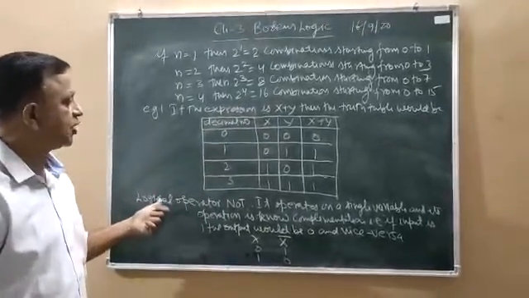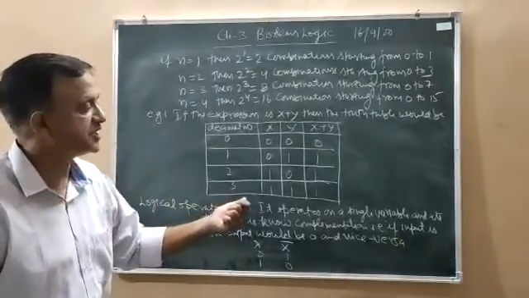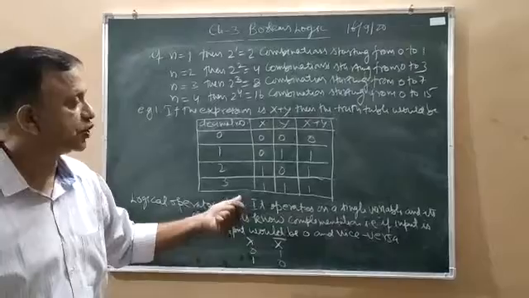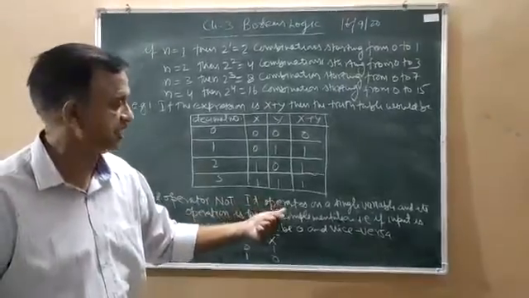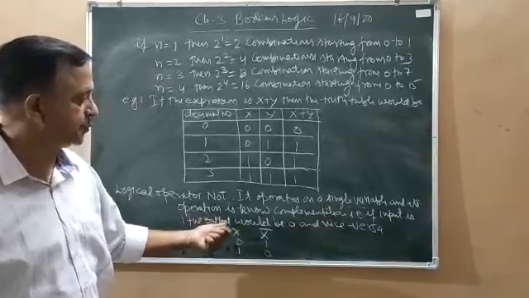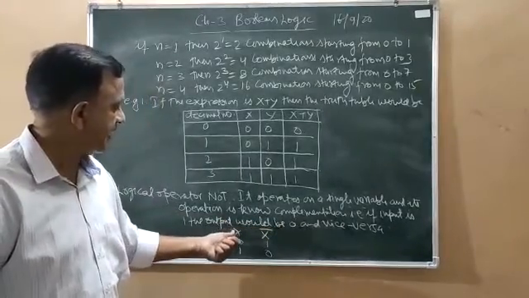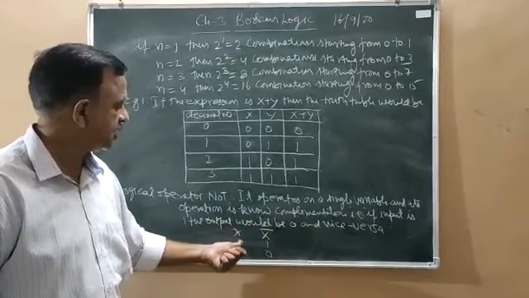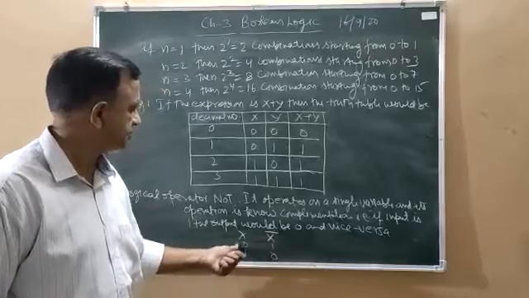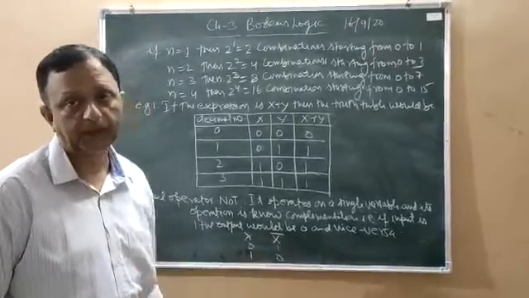Now a logical operator, NOT, and how it operates. It operates on a single variable and its operation is known as complementation. That is, if the input is 1, then the output would be 0 and vice versa. For example, if you are inputting 0, then its x bar would be 1. But if the input is 1, then the x bar would be 0.